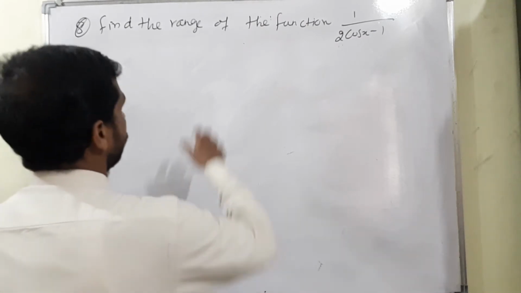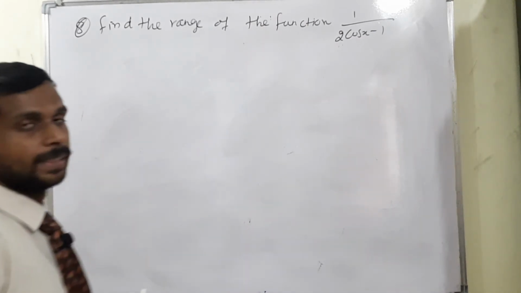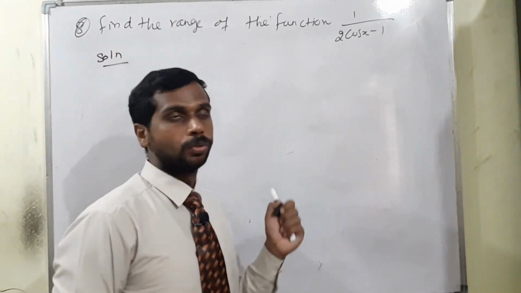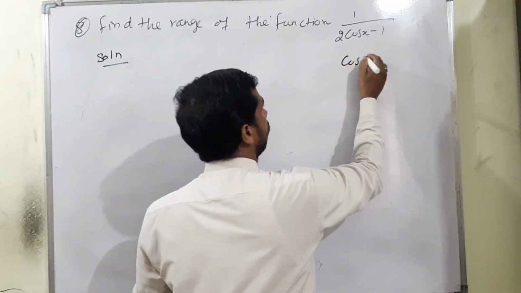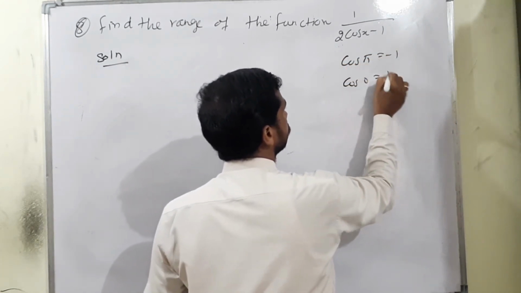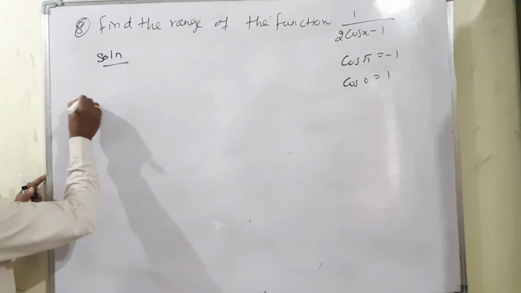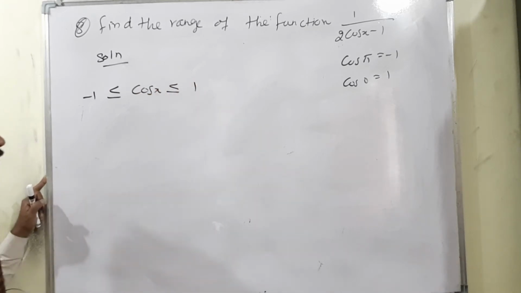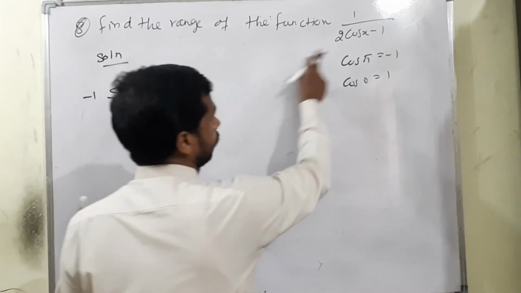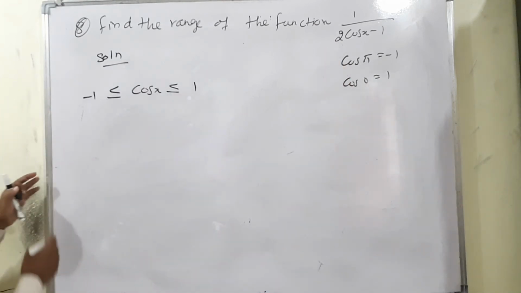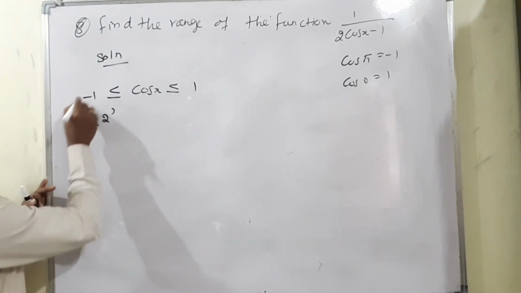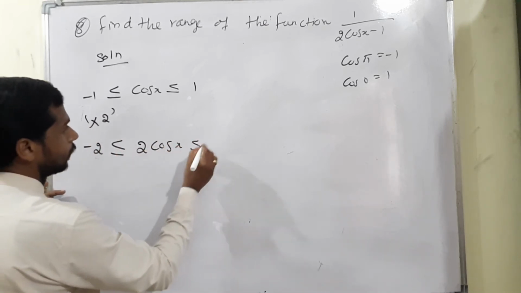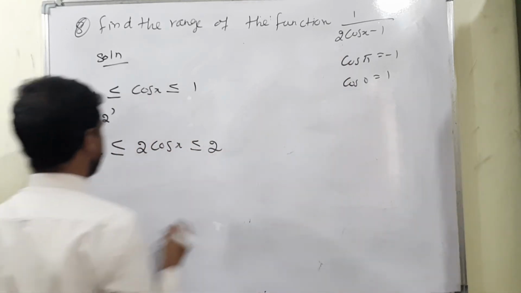Question number 8. Find the range of the function 1 by (2 cos x minus 1). Solution. Already we know the maximum and minimum value of cos x. The cos pi value is minus 1, cos 0 is positive 1. Therefore, minus 1 less than or equal to cos x less than or equal to positive 1. So, minus 1 to positive 1. The condition into 2 is there, isn't it? So, each and every time into 2: minus 2 less than or equal to 2 cos x less than or equal to 2. Then minus 1, isn't it?